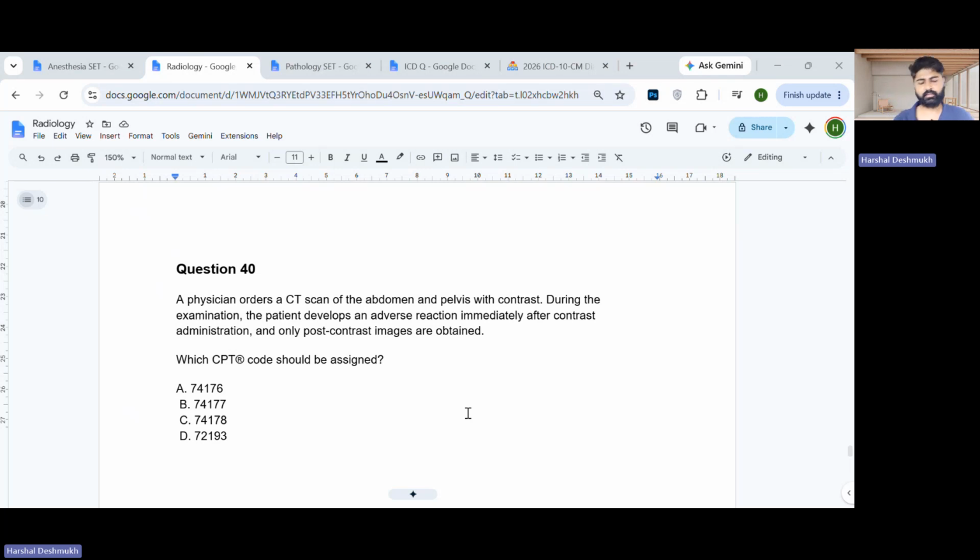All right, towards the last question for this question set. A physician orders a CT scan of the abdomen and pelvis with contrast. Even that line is enough for us to code a CPT code among the four here.